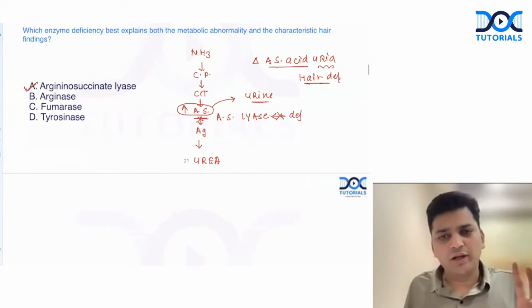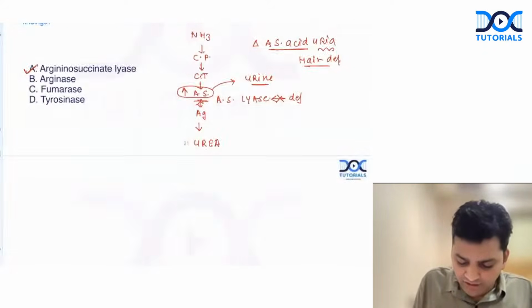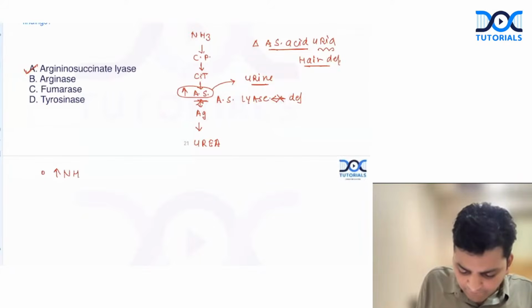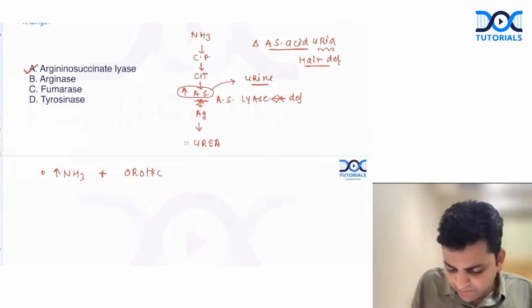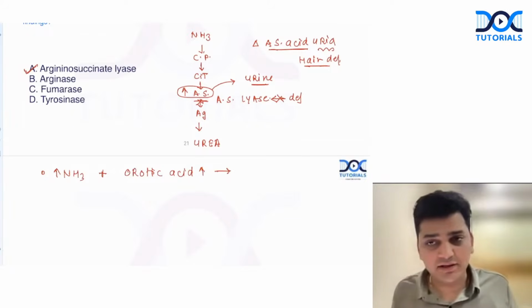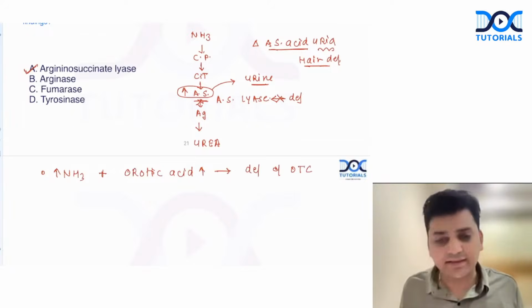Now, I want to tell you three buzzwords in urea cycle disorder. First, if they say hyperammonemia, along with that, there is orotic aciduria. If this word is mentioned, then the answer is which enzyme deficiency? Yes, it is a deficiency of ornithine transcarbamylase, the second enzyme.